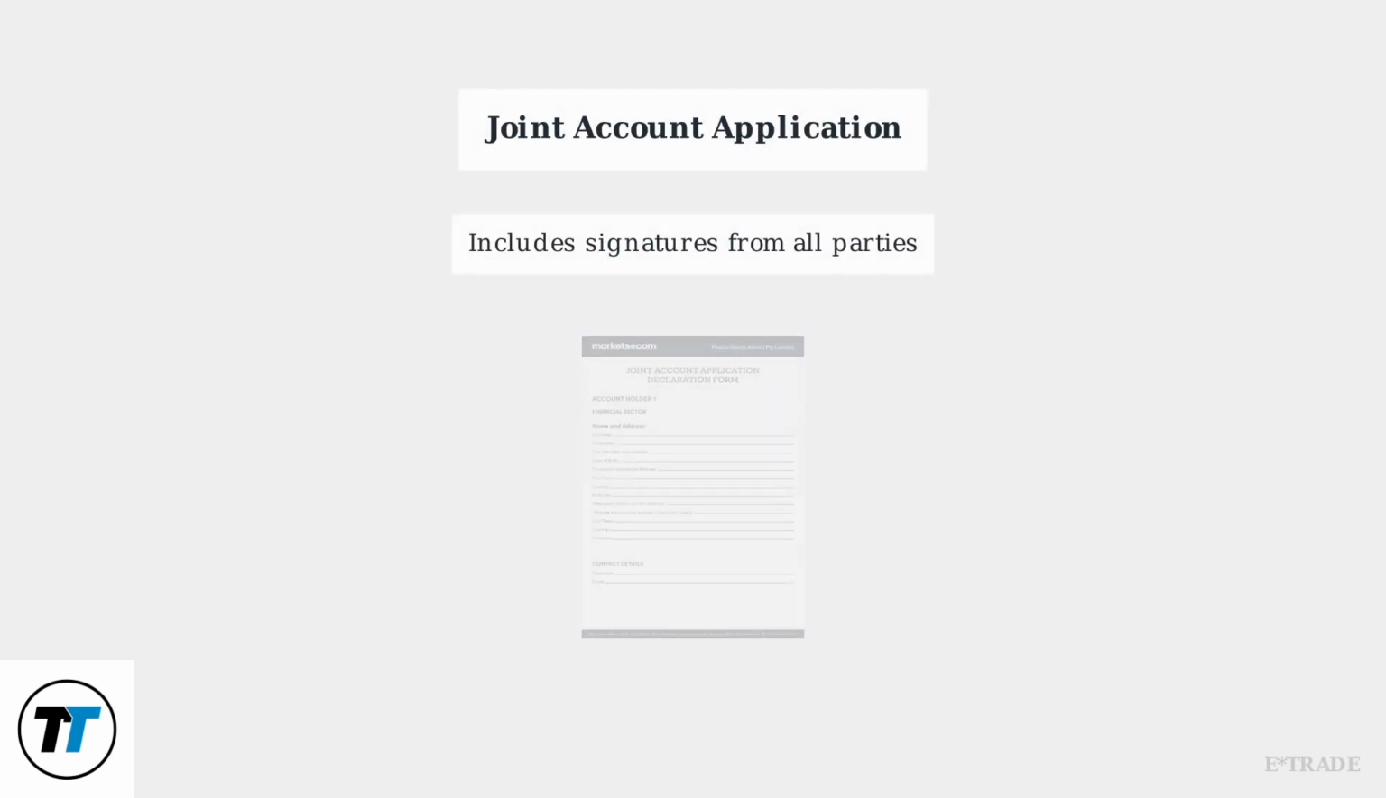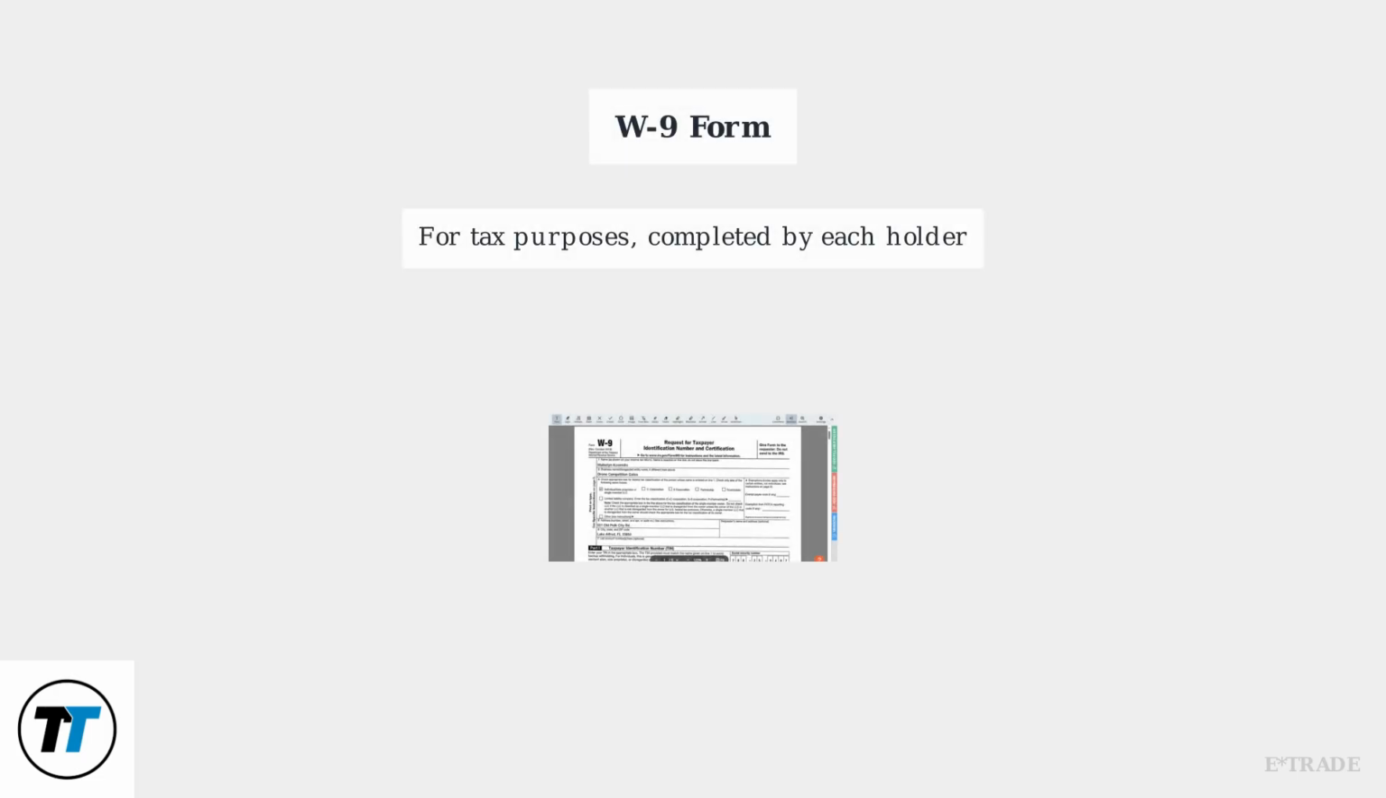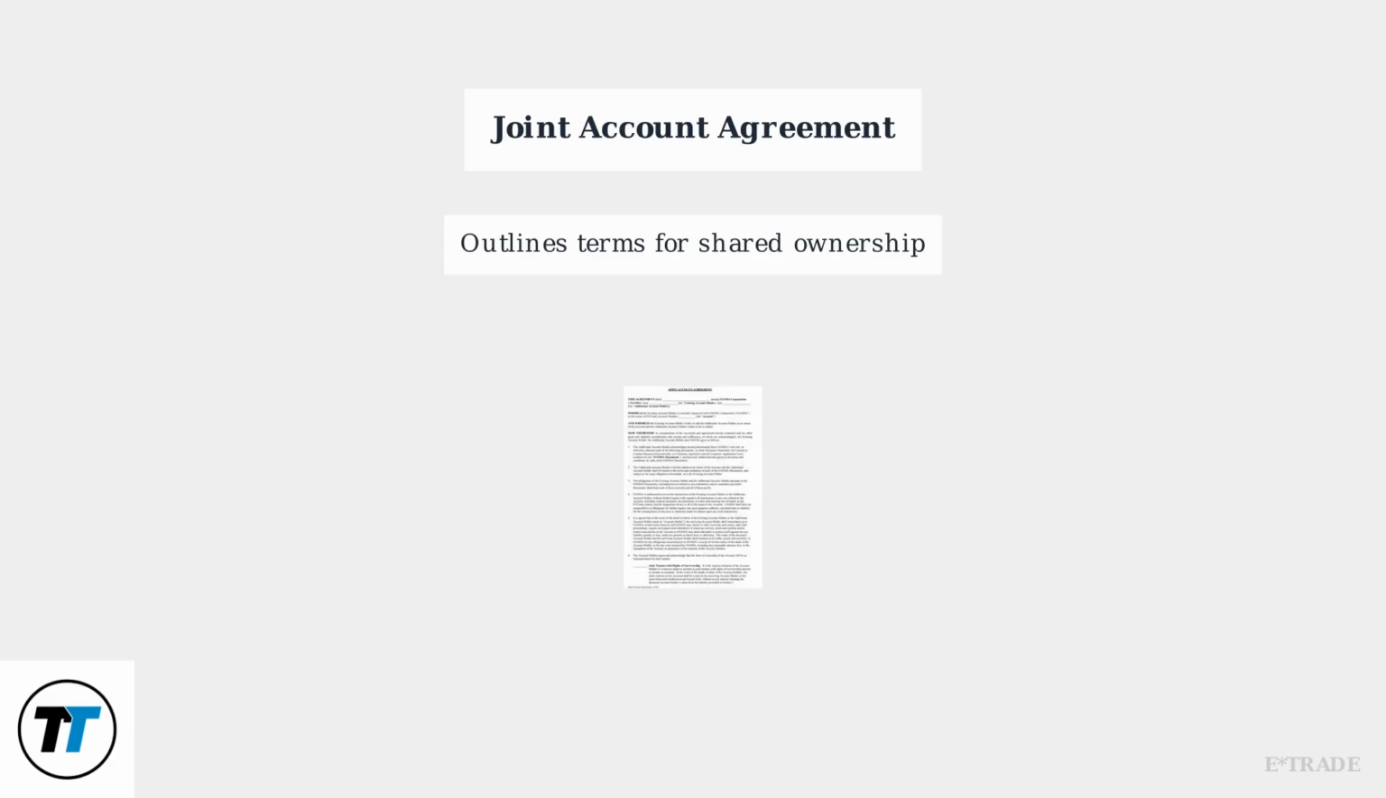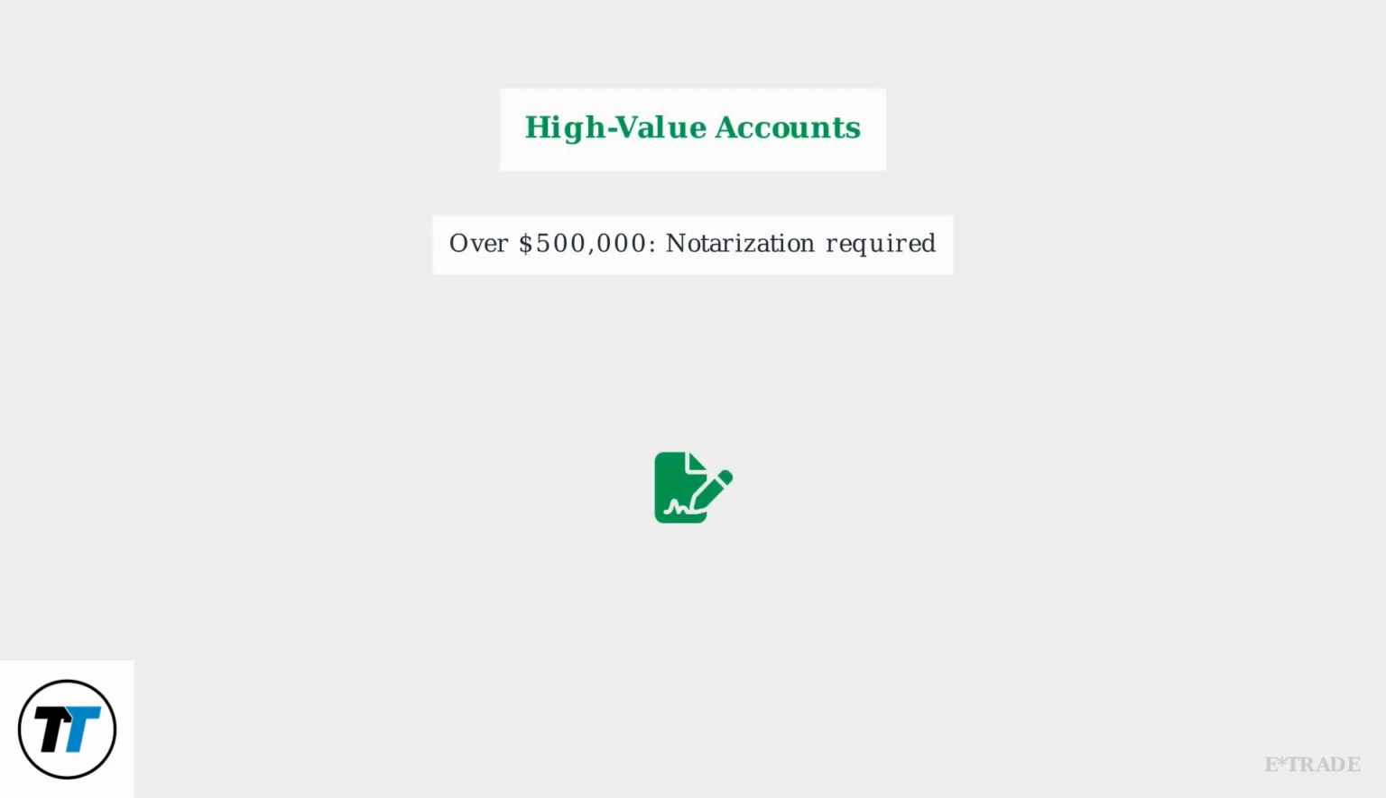Setting up a joint account on E-Trade requires completing the Joint Account Application form, which must include signatures from all parties involved. Each account holder needs to complete a W-9 form for tax purposes, providing necessary tax identification information. A joint account agreement may be required, outlining the terms and conditions for shared account ownership. For accounts over $500,000, notarization is required to ensure legal validity and prevent delays. Ensure all forms are accurately completed to avoid processing delays and ensure smooth account setup.